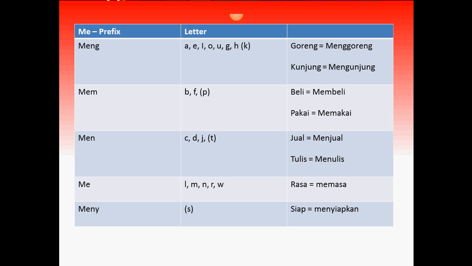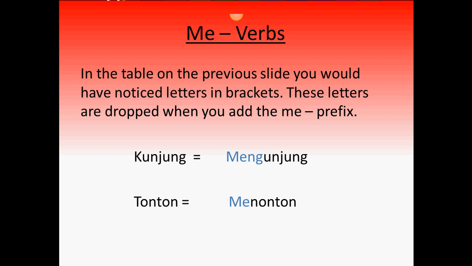You'll notice there that some of those letters have a bracket around them. Okay, and I'm going to explain that in a moment. So as it says there, you might have noticed the ones with the brackets around them, and that's because those letters disappear, they're dropped when you add the me prefix. So look at the examples, two examples here. We've got kunjung as our base word. Now kunjung starts with a K, and as we know, we use the meng prefix to add to it to make it a verb.